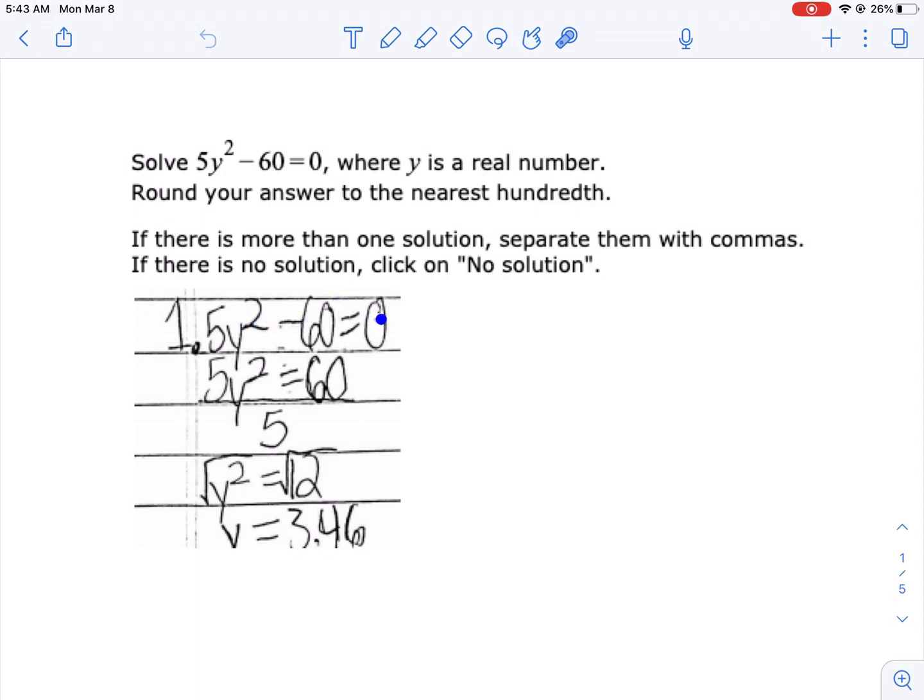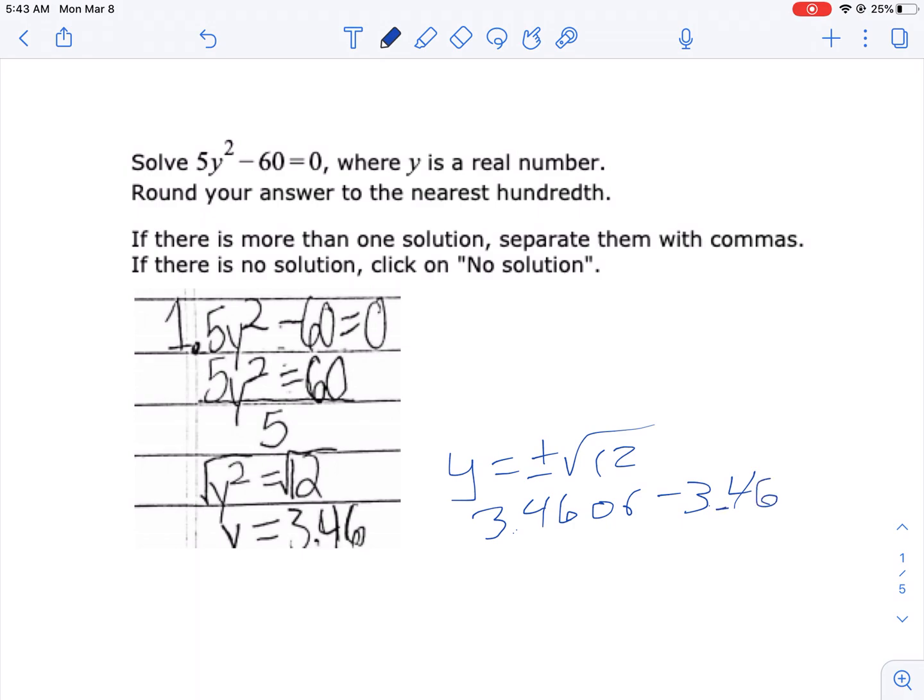5y squared minus 60 equals 0. We add 60 to both sides. You divide both sides by 5. Y squared equals 12. Remember, when you take the square root of both sides, y equals plus or minus the square root of 12. So you should have had 3.46 or negative 3.46.